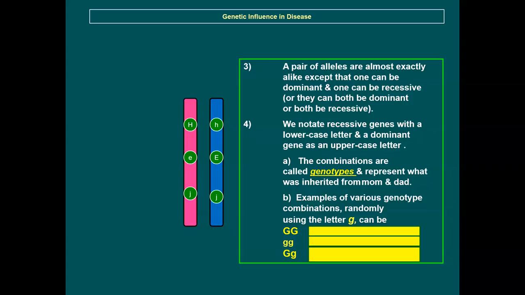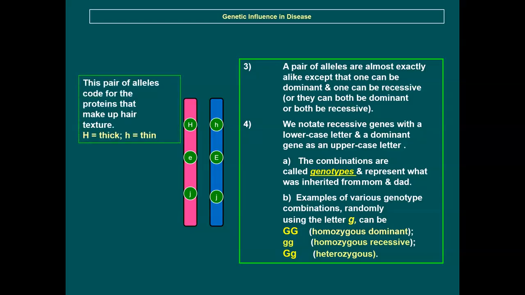Now, you can inherit these genotypes randomly or in 3 different ways. If you inherited 2 dominant genes, we're going to call this homozygous dominant. If you inherited 2 recessive genes, then your genotype is going to be homozygous, meaning the same, recessive. And then if you inherited 1 recessive and 1 dominant gene, then that is going to be heterozygous.